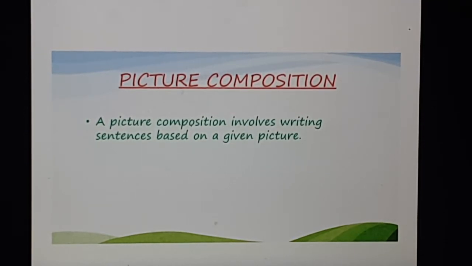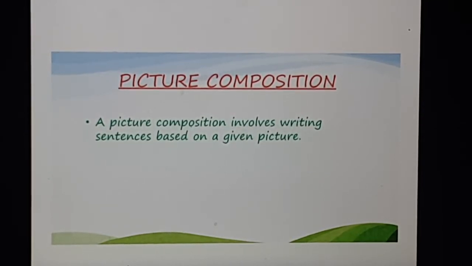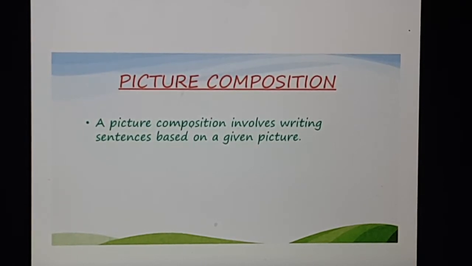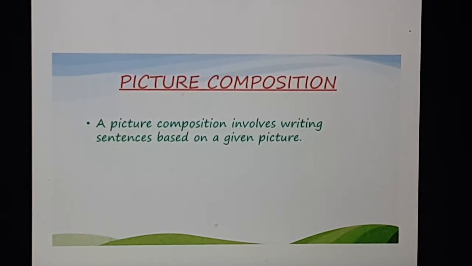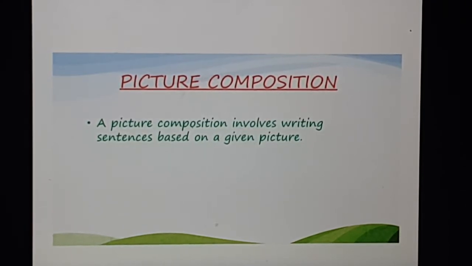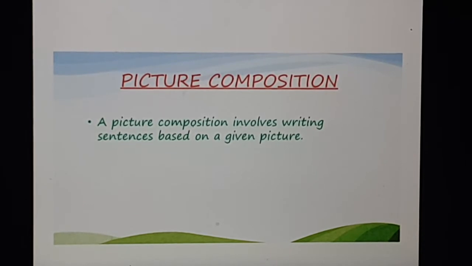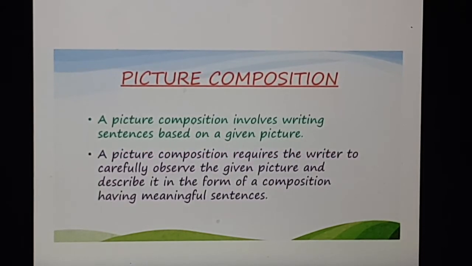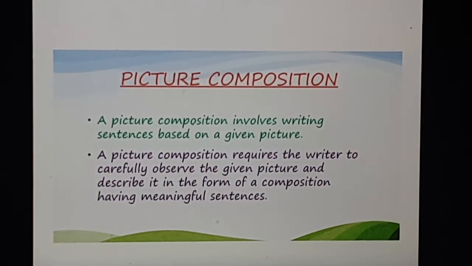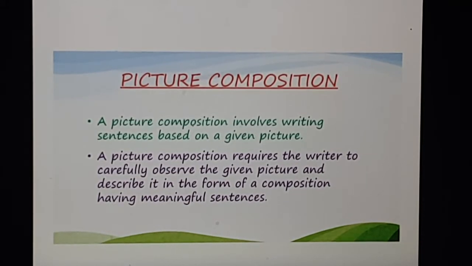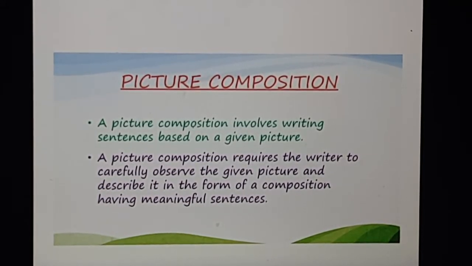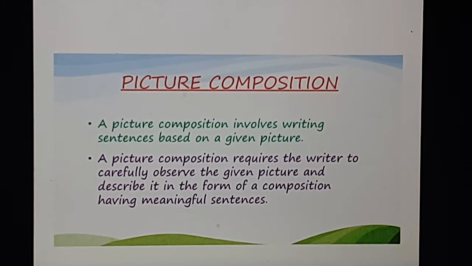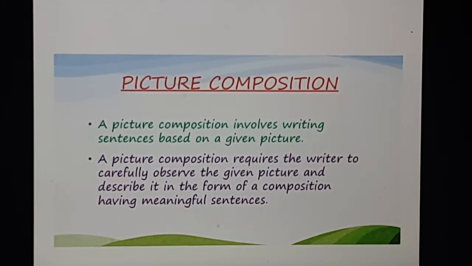So you are given a picture, and you are told to write a few sentences about the picture. Whatever you see superficially, you just go about it. It's not like that. You have to observe the picture very carefully, and then there are ways of writing it. There are different ways of writing it, which I'll be discussing here also.